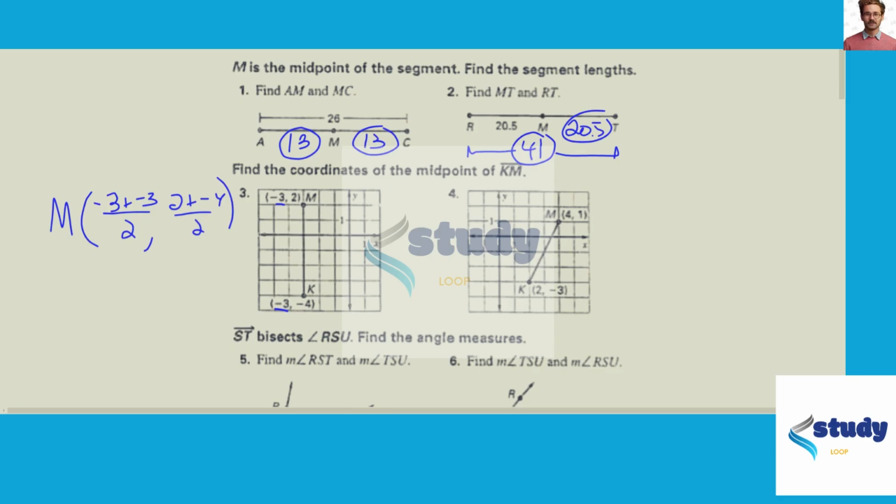Well, -3 plus -3 is -6. Half of that is -3. 2 plus -4 is -2. Half of that is -1. So the point -3, -1 is the middle.